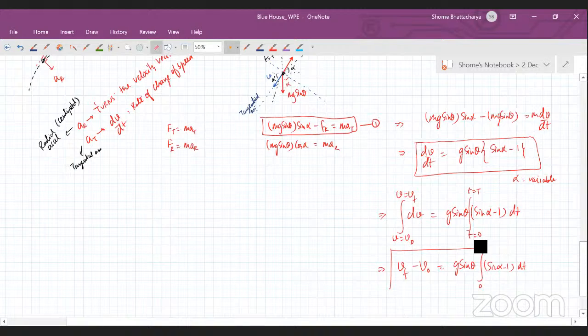So we'll see some way to eliminate this term, this integration of sine alpha minus 1. We'll have to find some way to eliminate this. Okay, so this is our equation 1 in the final form, in the integrated form. So we want to find out this v final, but the problem is this integration. Okay. So we'll find another way to interpret this free body diagram so that we can eliminate that integration. So just write down up to here.